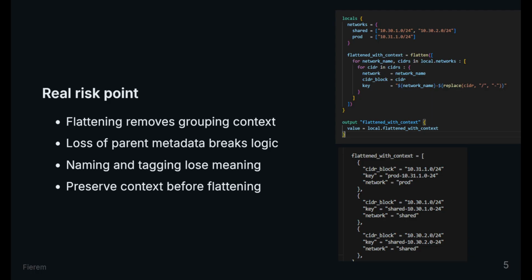The risk appears when engineers flatten data too early. Once the outer grouping is gone, the content that explained where each item came from can disappear with it. That breaks naming, tagging, and policy logic later in the configuration. On a submarine, a valve list without compartment context is not operational data. It is just disconnected labels. In Terraform, flattening without preserving parent metadata creates the same failure mode. The outcome is not a syntax error. It is infrastructure that deploys with missing identity.